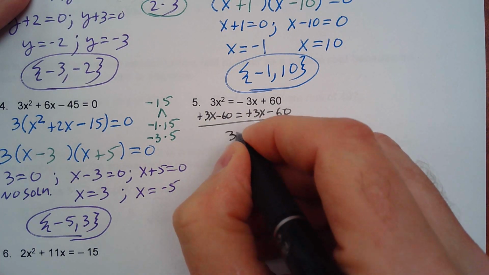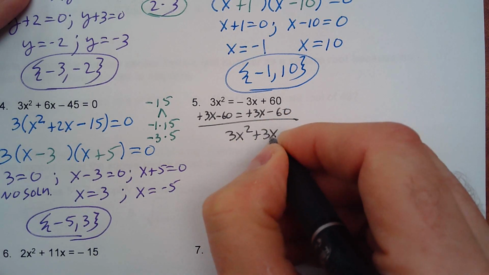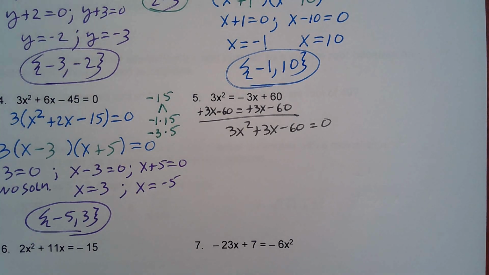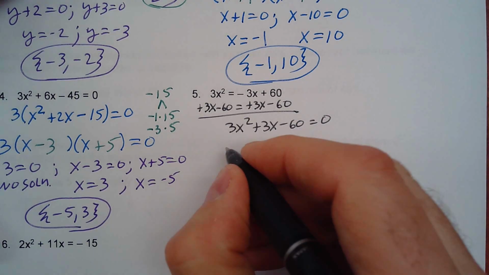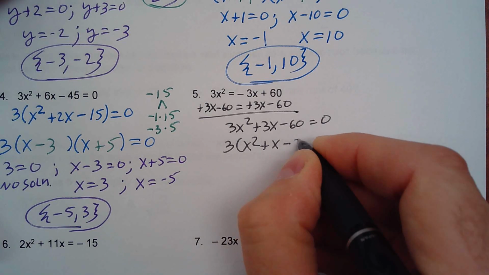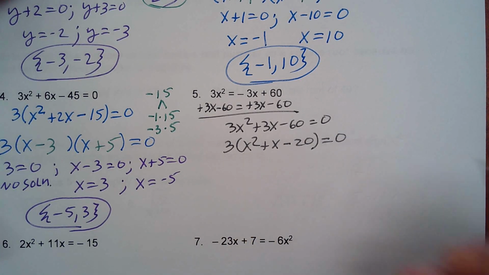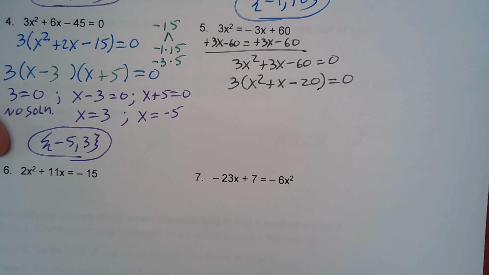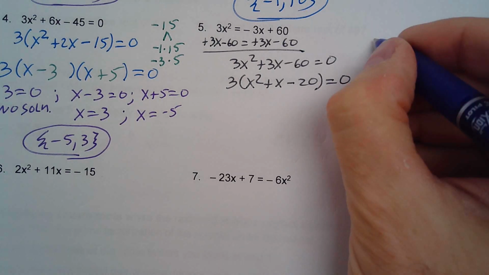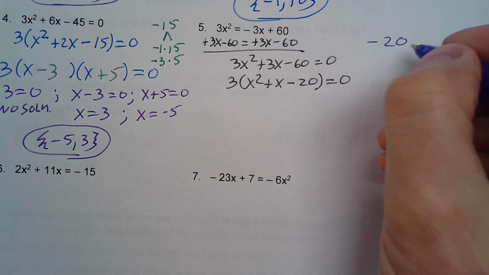So that gives us 3x squared plus 3x minus 60 equals 0. Thank God we have a greatest common factor, so let's factor out the 3. That gives us 3 times x squared plus x minus 20. And so now we just need to look at the factors of negative 20 and find a pair that add up to a positive 1.